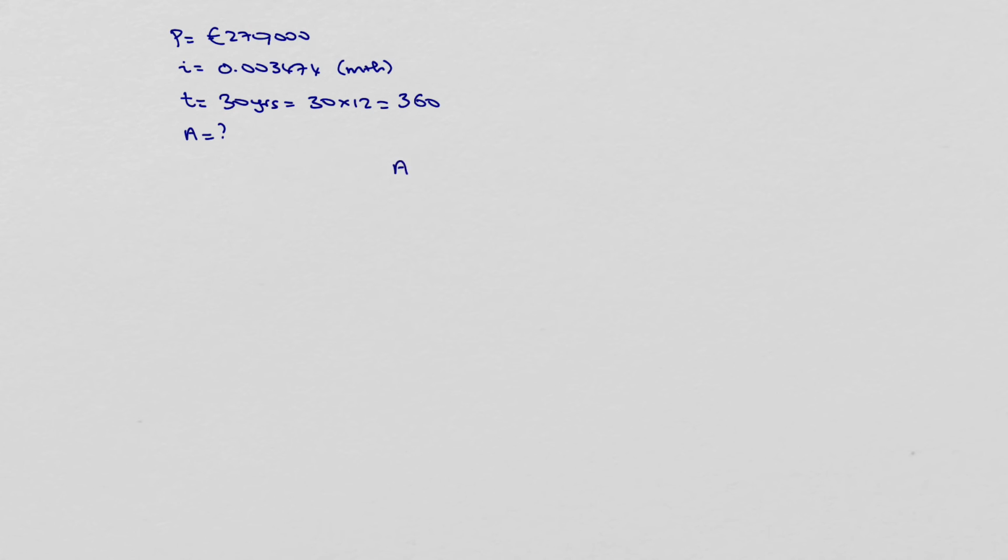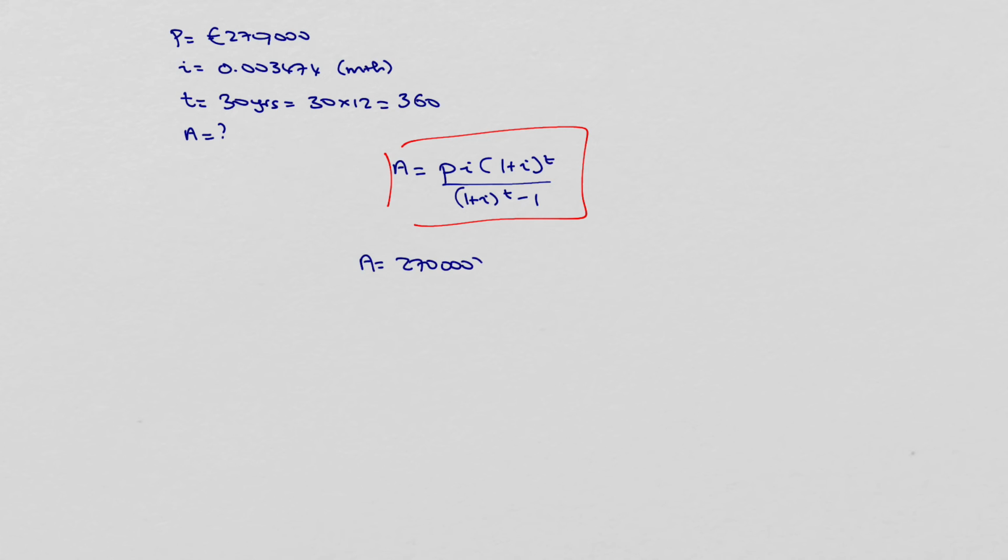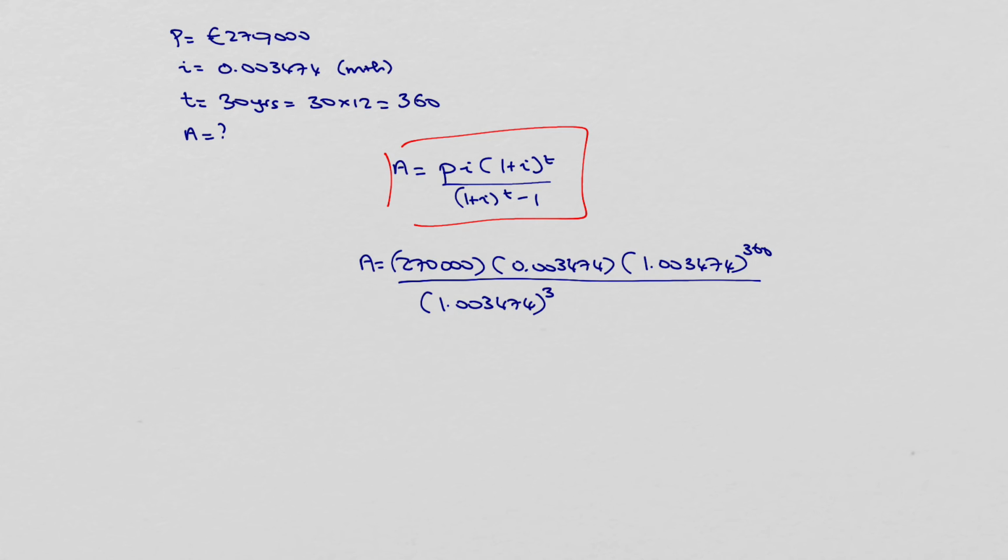So we know that A is equal to P times I times 1 plus I to the power of T all over 1 plus I to the power of t minus 1. So subbing in our values, we have 270,000 times 0.003474 times 1.003474 to the power of 360 all over 1.003474 to the power of 360 minus 1.